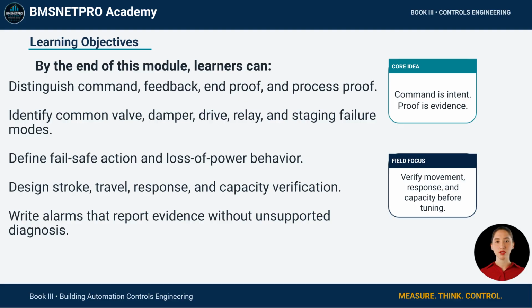After this module, you should be able to separate the different layers of evidence in a control system. A command tells us what the controller requested. Position feedback may tell us what the actuator believes it did. Mechanical movement tells us what actually moved. Process proof tells us whether air, water, pressure, temperature, or capacity changed. We will also review fail-safe behavior, stroke testing, valve and damper authority, drive proof, and alarm wording. The goal is to stop guessing from the screen and start proving what the system actually achieved.